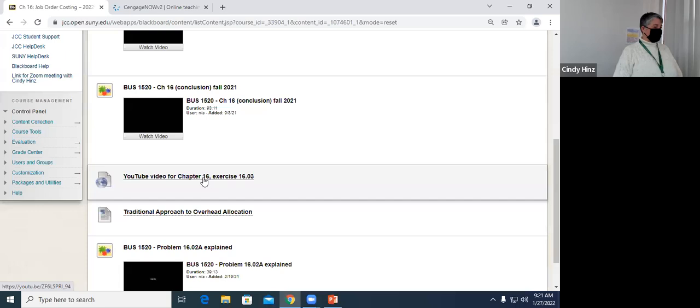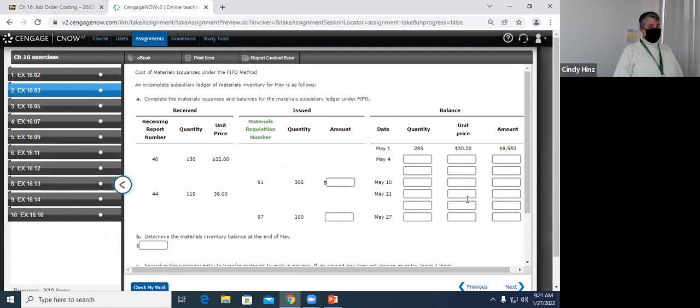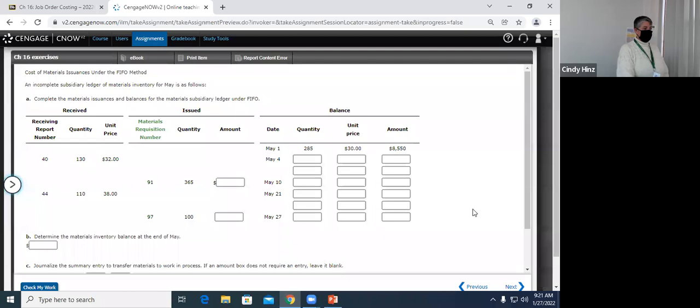This chapter 16, exercise 16.03 is the one we're doing right now. And I honestly can't remember why that's in there. So you probably would not need to use that since you are here. I think maybe I posted that for the asynchronous online students. I can't remember why I put that in there, but it's there. I just don't think you'll need it because that's this exercise that we're about to do. Questions before we start this first exercise for today?